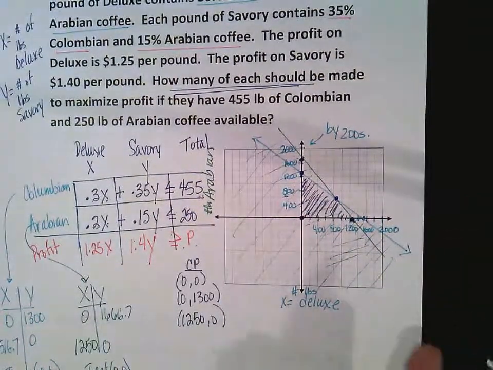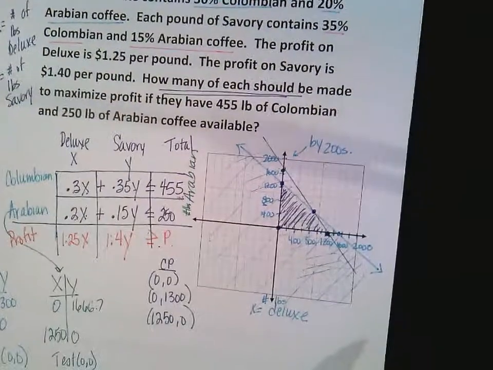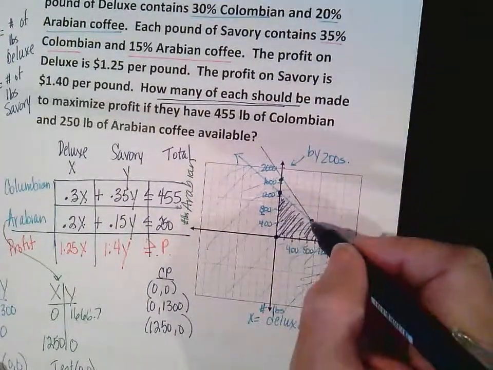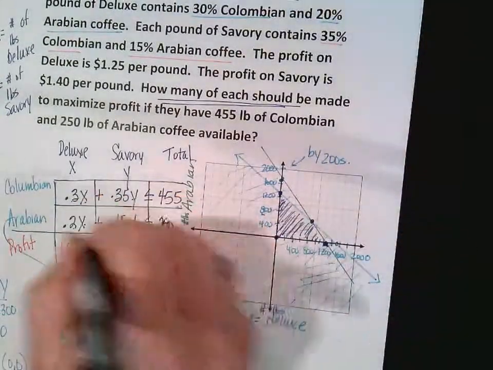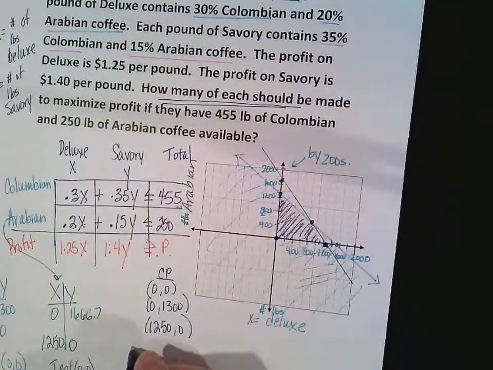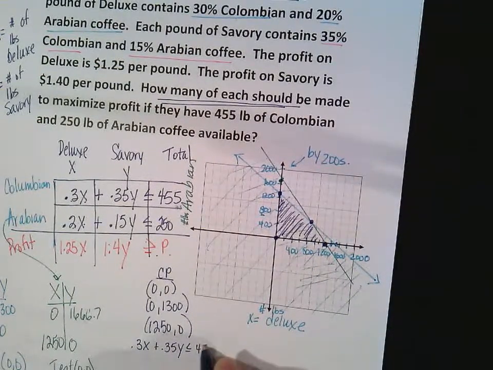Because remember, if you have two lines that are set equal, that are a system, whatever that point is where they meet is your solution. So to find that point, I'm going to have to solve my two constraints. So 0.3x plus 0.35y is less than or equal to 455. And I have 0.2x plus 0.15y is less than or equal to 250. And I have to solve that system.